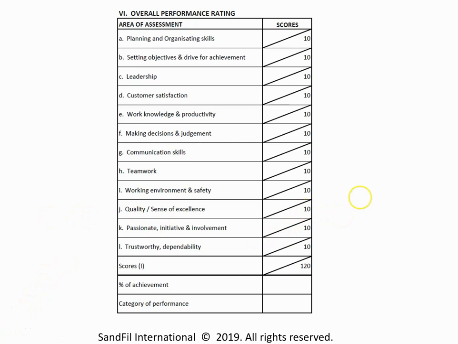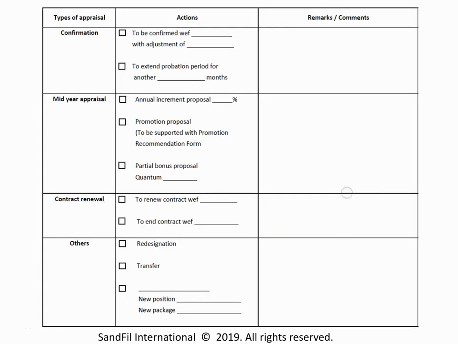So let's move on here. In your appraisal form, you're using the same form for confirmation, mid-year review, contract renewal, or maybe year-end appraisal. These sections are going to let you decide whether you're going to extend the probation period, or give bonus or not give bonus, whether you're going to renew contract or not renew contract and so on, or transfer.